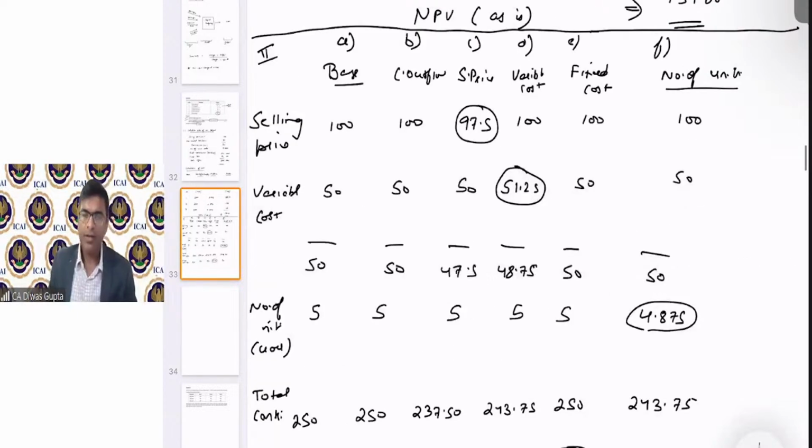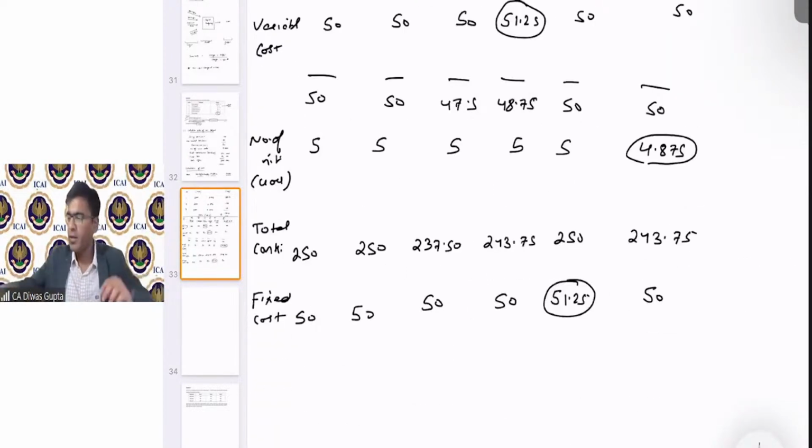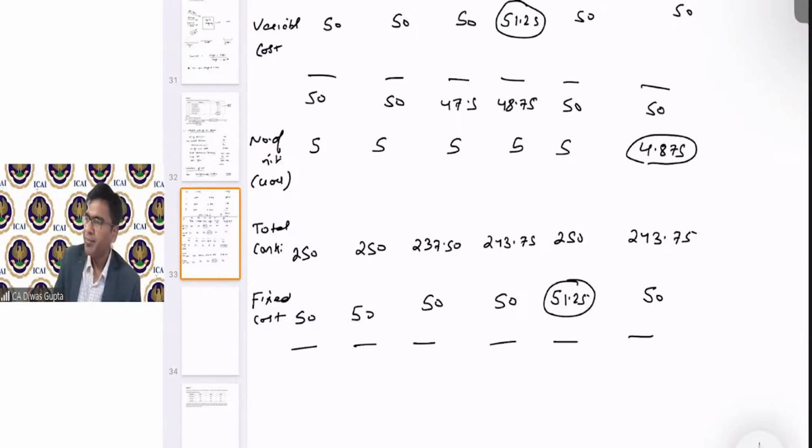Yes, students. So we were till here. I hope it is visible now. And apologies, I think there was some issue with the iPad. So we have calculated till fixed cost. So we will calculate now the net cash flow, net cash inflow.